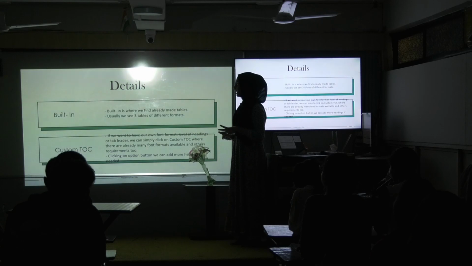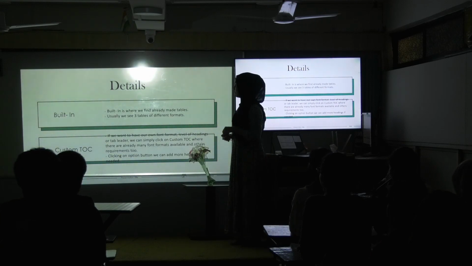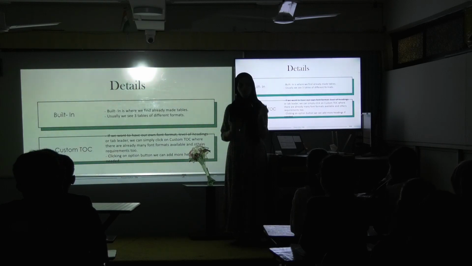Now what is built-in? Built-in is where we find already made tables. Usually we see three tables of different formats. These are already formatted tables, so we don't have to make the table of content format. But what if I need to have my own format, my own font formatted table of content?